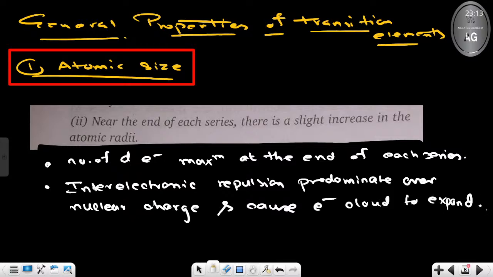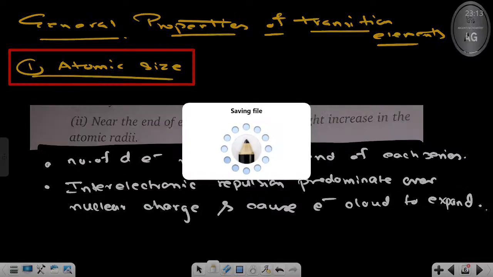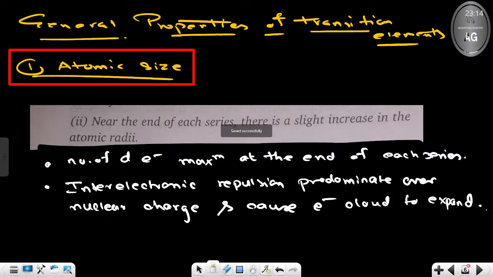So if electron cloud is expanding, size will increase. Did you understand? I am repeating once again. Near the end of each series, number of d electrons are maximum. So due to maximum d electrons, there is maximum repulsion. So the outer electrons are now getting protection from shielding as well as the inter-electronic repulsion of the d electrons. So now the nucleus cannot pull them easily. That is why they will be expanding the electron cloud. That is where the size will increase. So at the end of each series there is an increase in size.